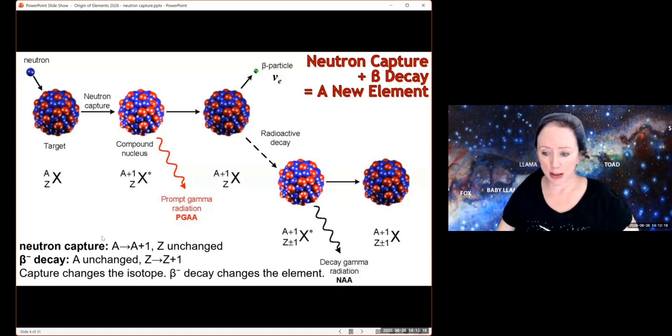This is basically summarized down here, where you can see neutron capture. A goes to A plus 1, and so we've got the same element, Z is unchanged, but then the beta decay means that the A is unchanged, but the Z goes to Z plus 1. Neutron capture changes the isotope, beta decay changes the element. But now there's an important question. Once the nucleus has captured a neutron, does it have time to beta decay, or does it capture another neutron first? The answer depends on which process happens faster.